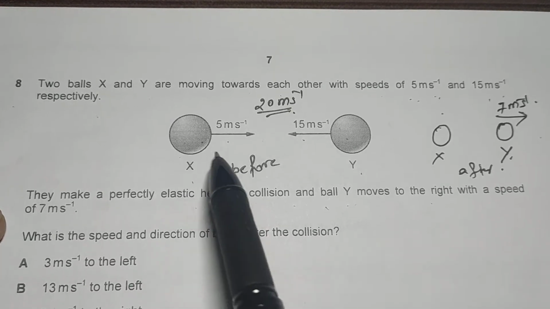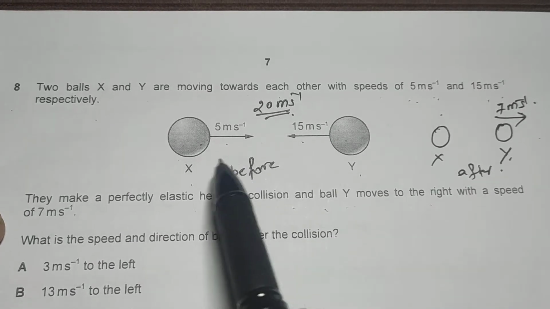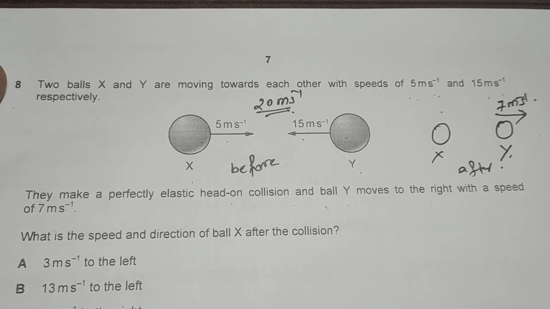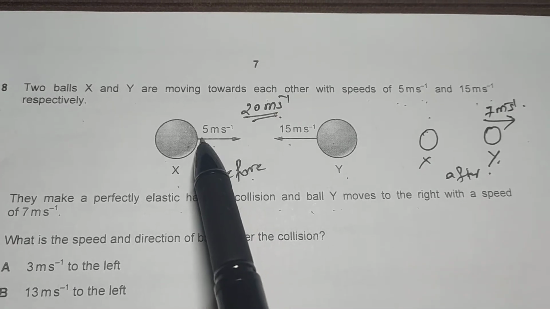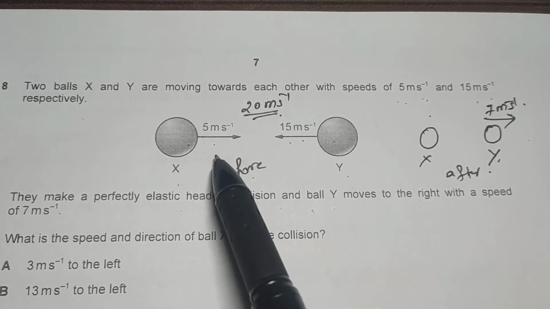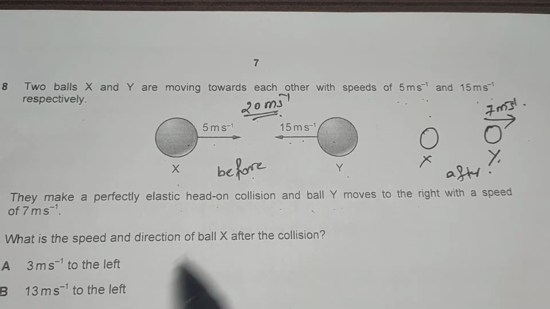So to do this, you need to know that the relative velocity before collision is equal to relative velocity after collision. So what is the relative velocity before collision? This is 5 meters per second towards right and then 15 meters per second towards left, which means the velocities will be added. That's the 20 meters per second.